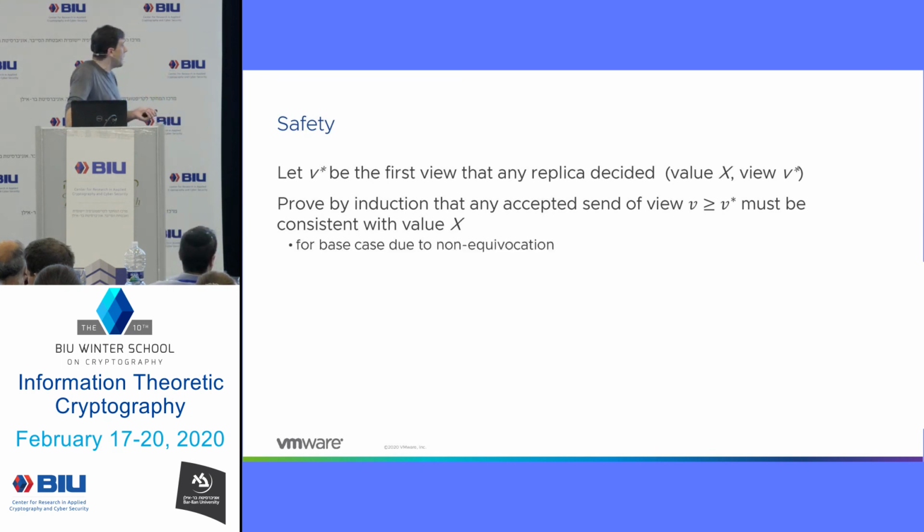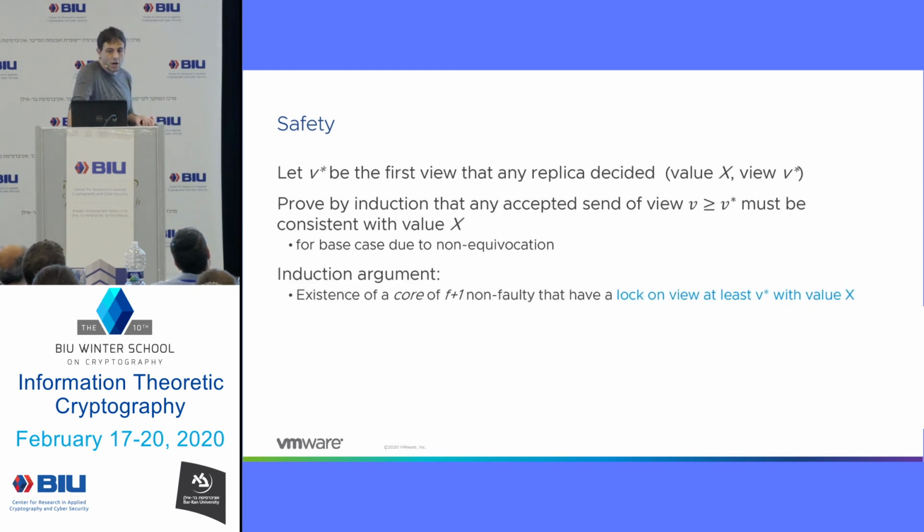And yeah, there's kind of a base case here that we need to make sure, and this base case is due to non-equivocation. Due to the non-equivocation, it can't be that in the same view a primary managed to send two different values. And then the induction argument basically requires the same type of argument, saying that there is a core of f+1 non-faulty replicas that are locked with a view of at least v star and the same value as the one that was decided.